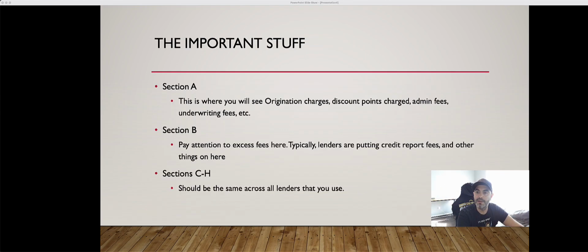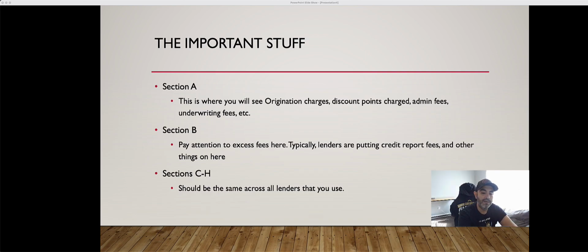Let's see. So the important stuff, I want to get this stuff out up front. Make this a lot easier. So Section A, that's typically what I get asked about a lot when people are shopping around for a mortgage. They want to know what I am charging, and I'd say all of it's going to be in Section A as to what each lender is trying to charge you for that mortgage.